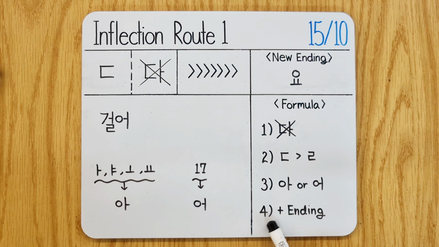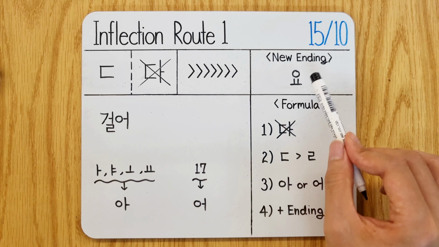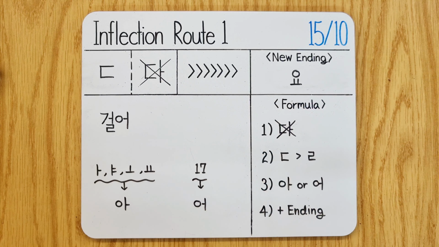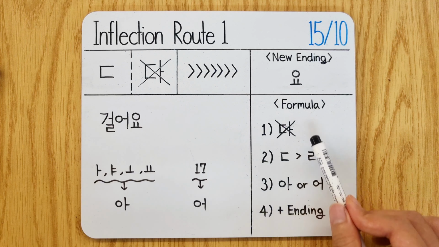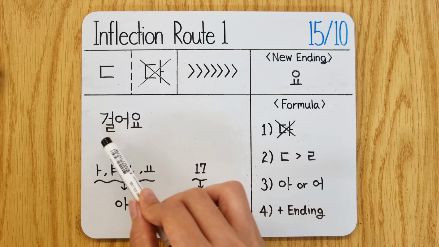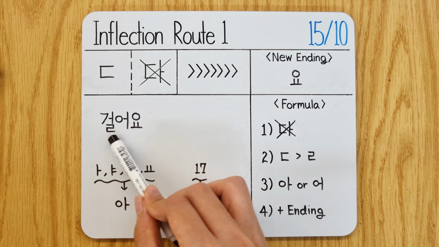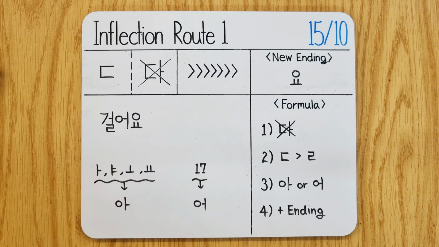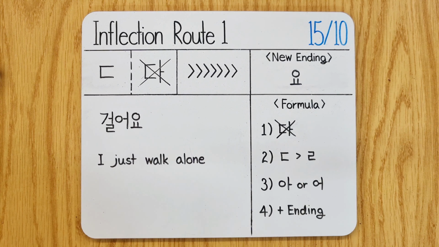And now, according to step number 4, you can attach some kind of a new ending. This time, let's use 요, which indicates actual form, present tense. Therefore, now, according to the 4-step formula, we have 걸어요, which is the actual form, present tense of the verb walk, which is walk. Therefore, we can use it for practice. For example, when we say something like, I just walk alone.